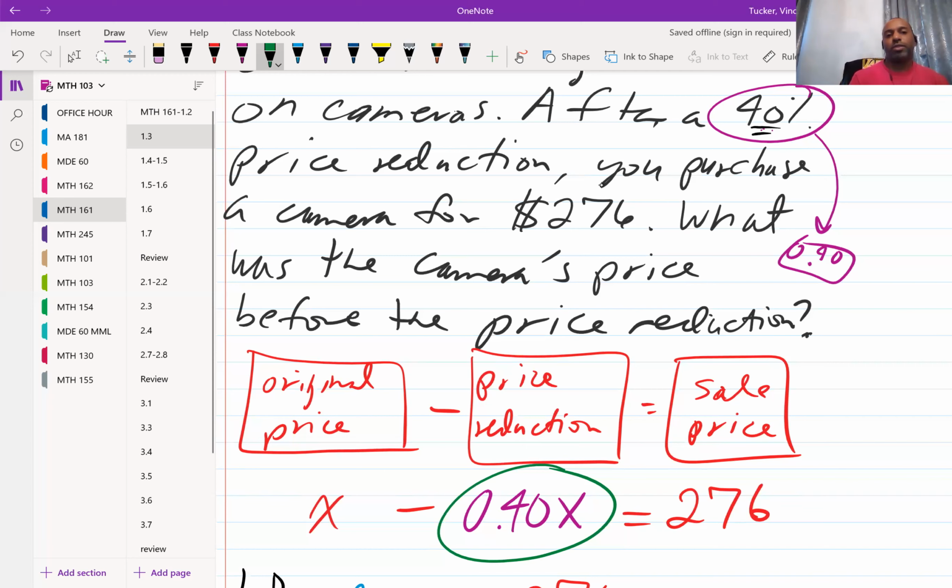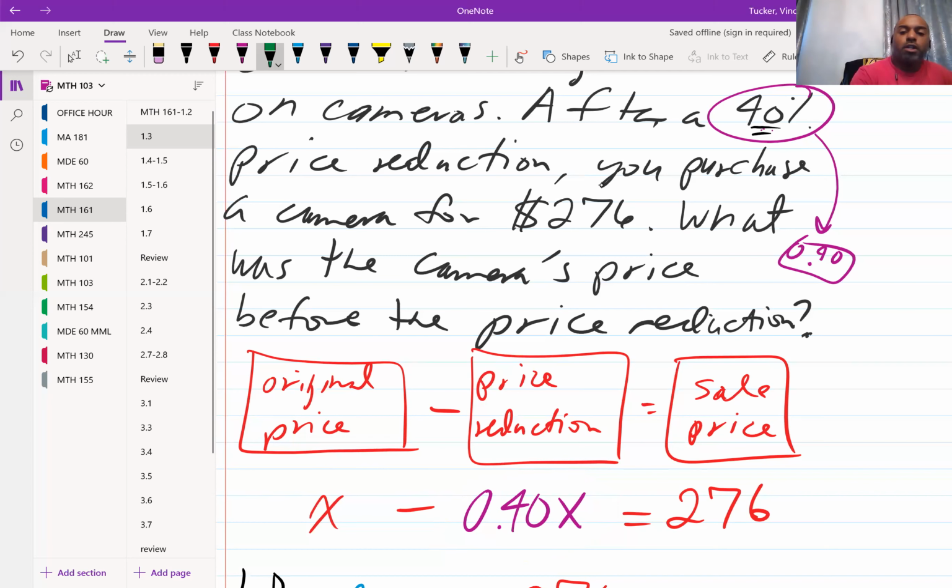So always make sure you're careful when you're doing these sale problems that the price reduction is based on what the original price was, because you're doing a price reduction of the original price. All right. So everybody okay with this setup? Just make sure we're okay. Hopefully that made sense.